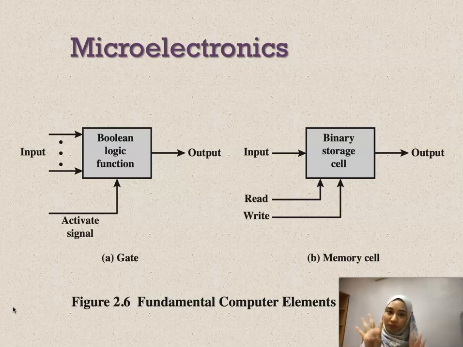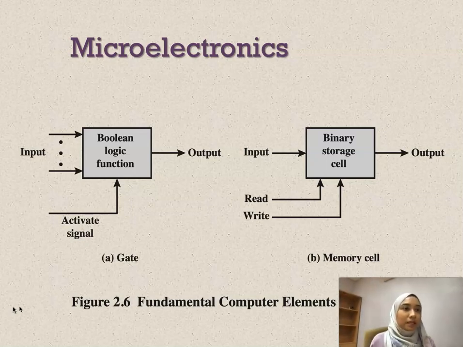So to have these 4 elements of a computer, you need 2 electronic components. The first one is called the gate. A gate is a device that implements a simple Boolean logic function. For example, if A and B are true, then C must be true. That is an example of a Boolean logic function. I believe you've seen this type of logic before.